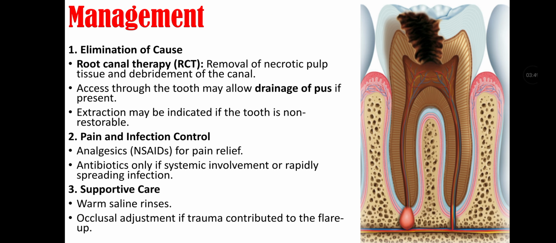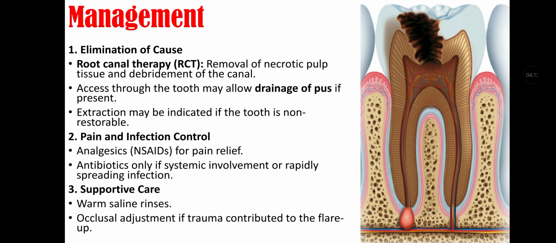Management includes elimination of cause, pain and infection control, and supportive care. Elimination of cause is done by root canal therapy, that is, removal of necrotic pulp tissue and debridement of the canal. Access through the tooth may allow drainage of pus if present. Extraction may be indicated if the tooth is non-restorable.